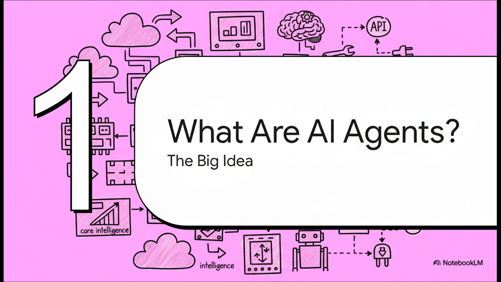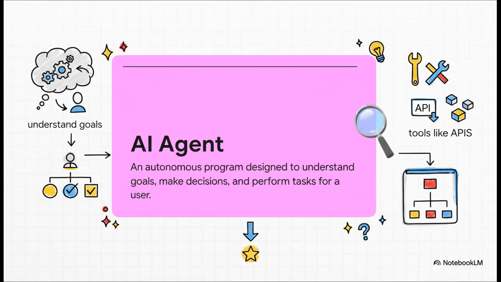Okay, so to build one, we've got to understand the big idea behind them first. Let's really nail down what we mean when we say AI agent. At its heart, an AI agent is just an autonomous program. The best way to think about it is like a digital employee. You give it a goal, and it has the power to understand that goal, make decisions, and then actually perform tasks to get it done. See, that's what makes it different from a chatbot. An agent is a doer.